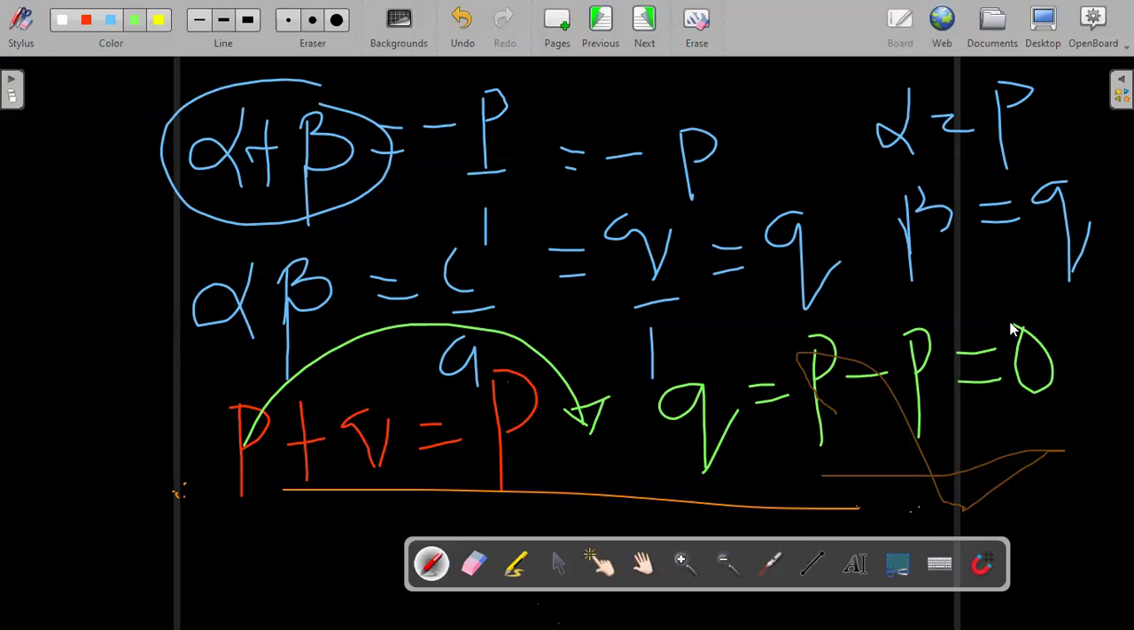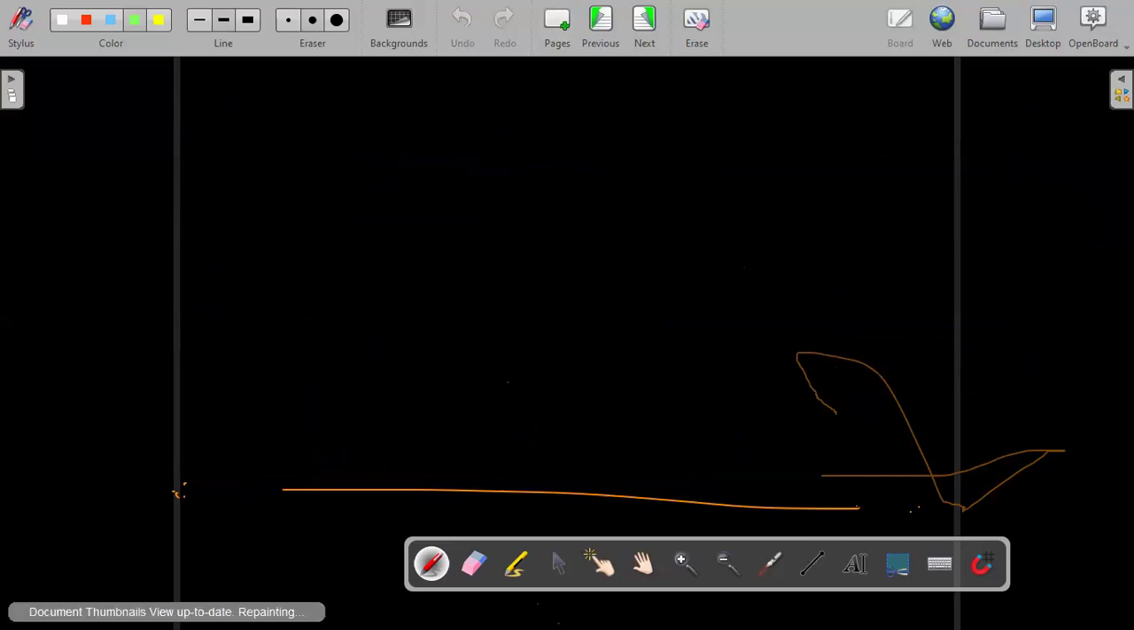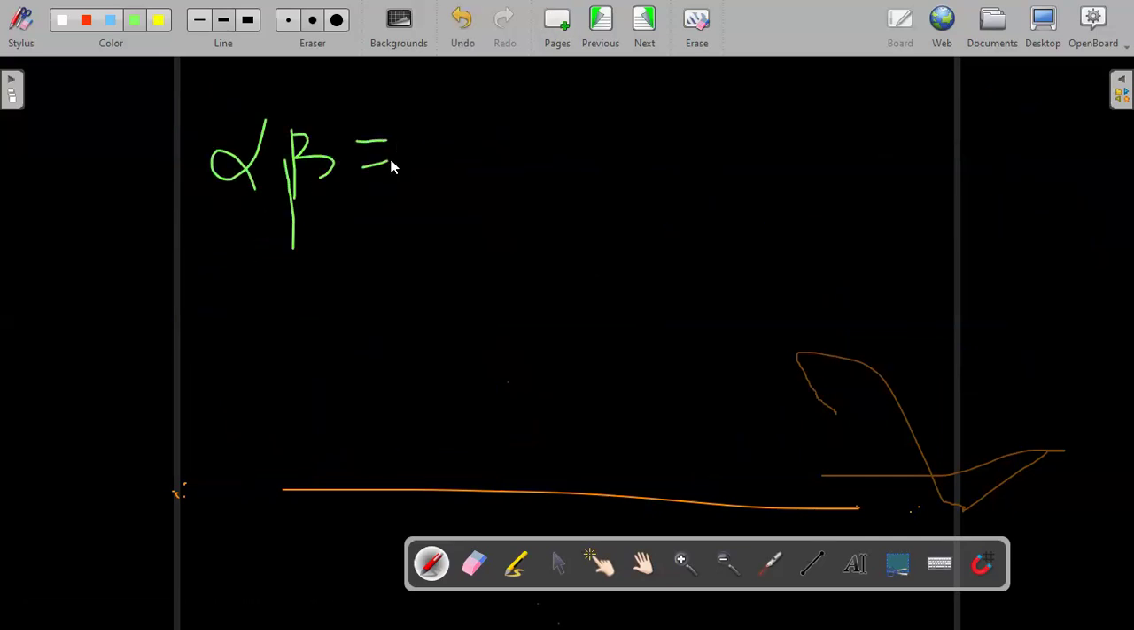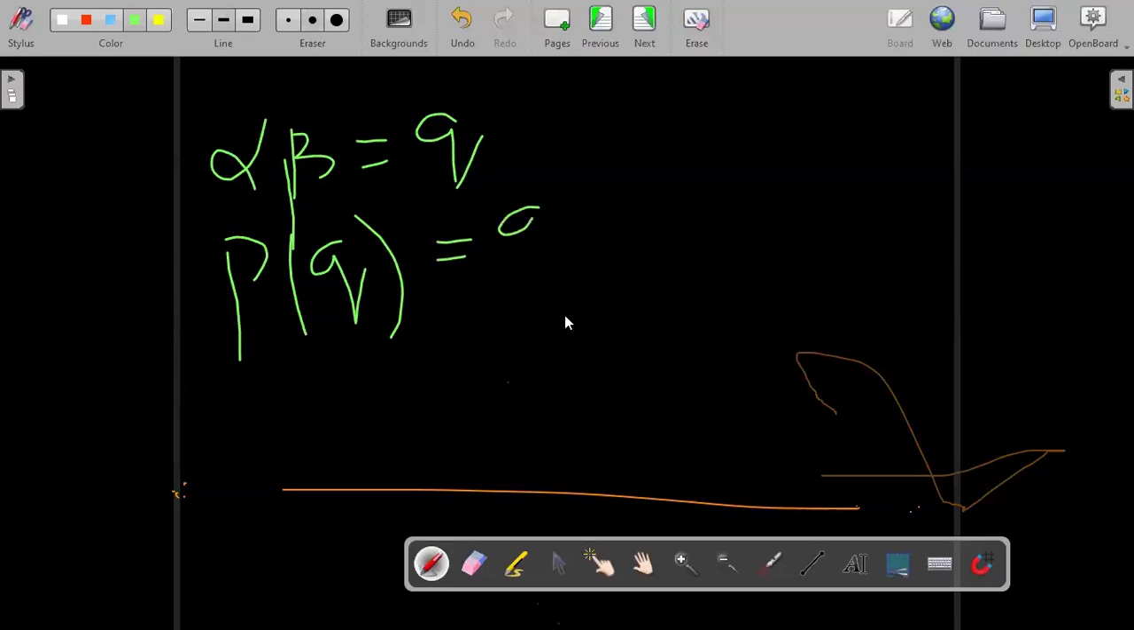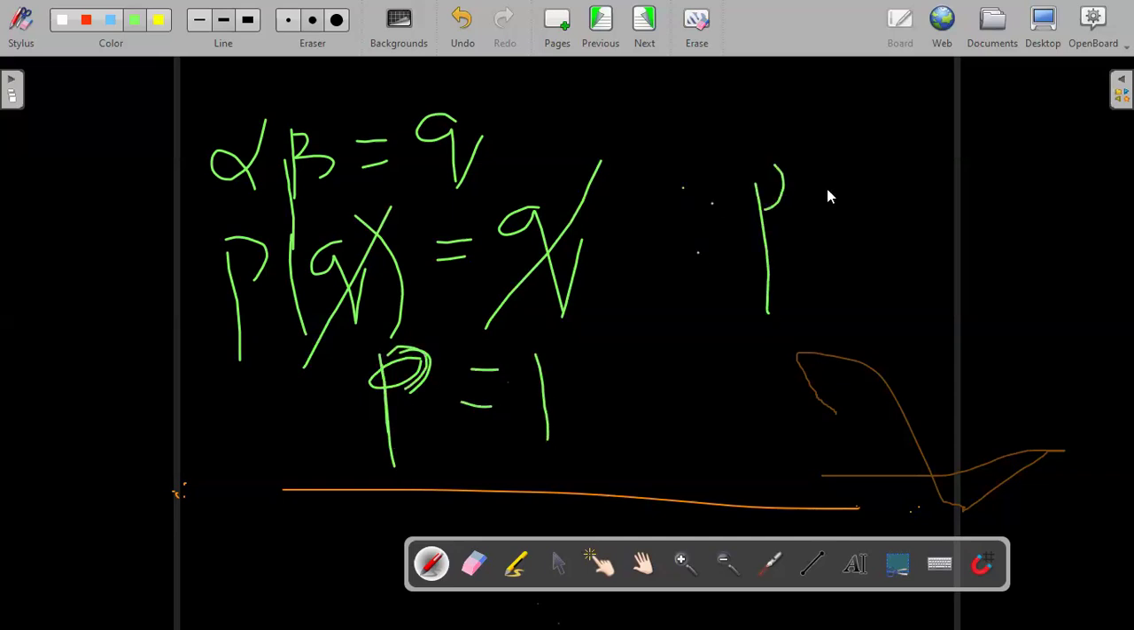So let's also substitute the values of alpha and beta into the product of roots, which is alpha beta. So my alpha beta is simply q. But then my alpha is p, my beta is q, so p times q is equal to q. So how do I find p from here? I can cancel both sides because there's q on both sides. Q will cancel q. That means my p is simply 1. Therefore, my p is 1 and my q is 0.